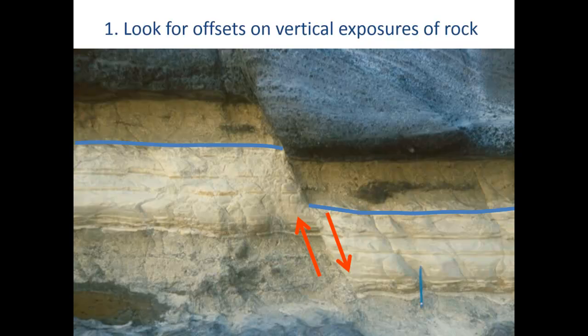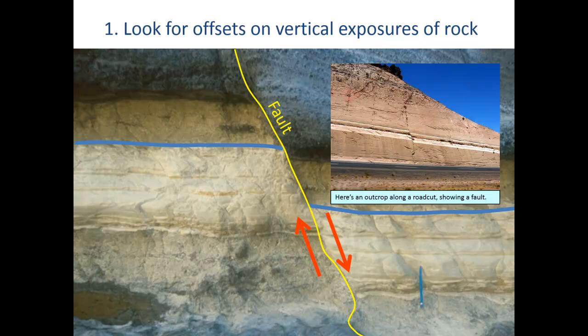If you can see how the features have been offset, you can even tell the relative direction of movement on the fault. Often, road construction creates outcrops, like this example from Arizona. It should be pretty easy to identify the fault in this photo.